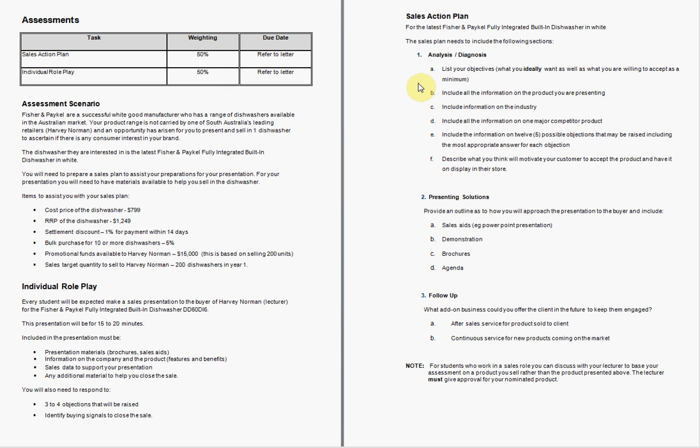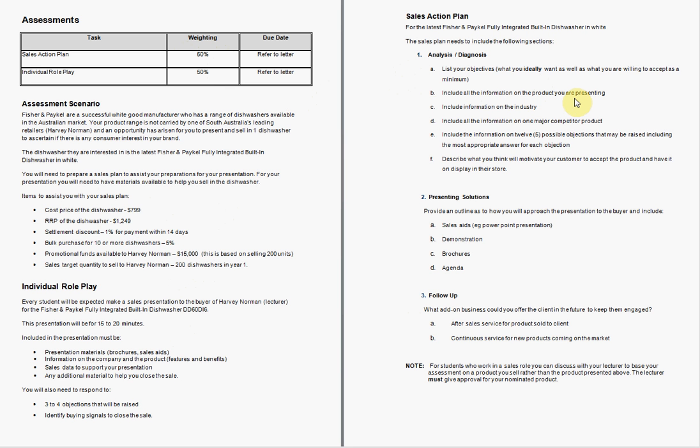What I suggest with your action plan is to set it up as per the information here, and have headings and subheadings, and then you can fill in each section to ensure that you don't miss anything. So when you are completing this, you need to list your objectives, your minimum, your maximum, as well as what you ideally want to achieve in the actual presentation. You do need to include all the information on the product that you're presenting.